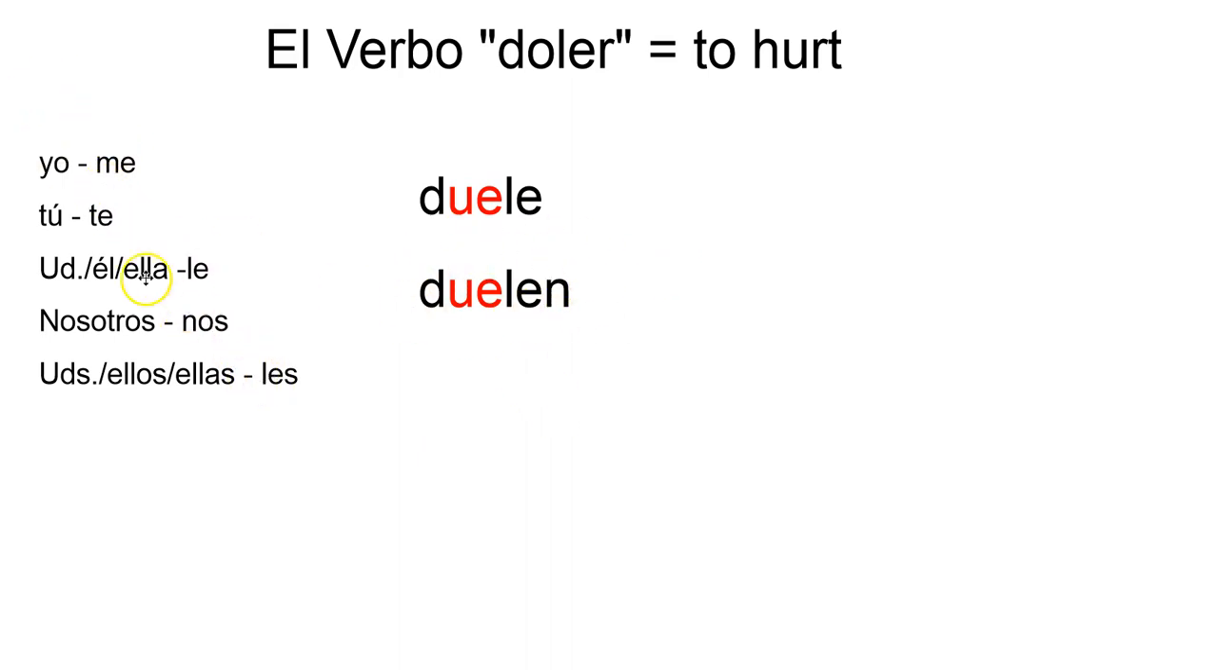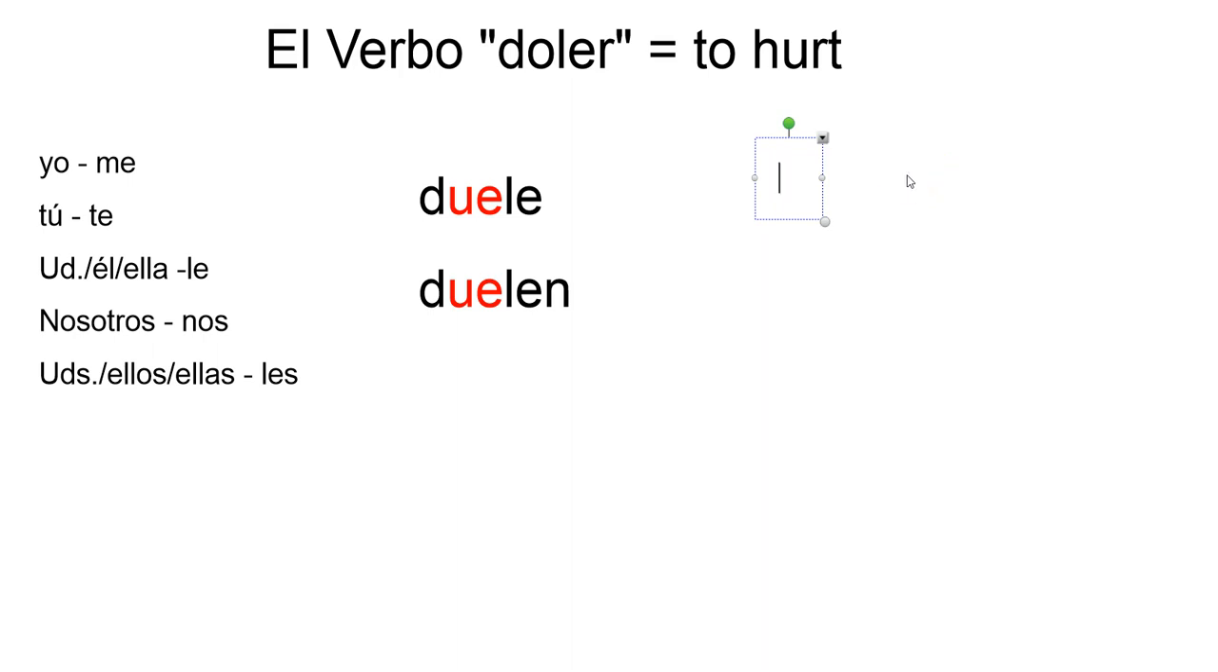These are the people that are talking about it, as far as who is it I'm hurting, or you're hurting, or he or she is hurting, or we are, or they are hurting. That's what these are over here. And then over here, we're going to write different body parts, so el cuerpo. So let's just do some examples here.